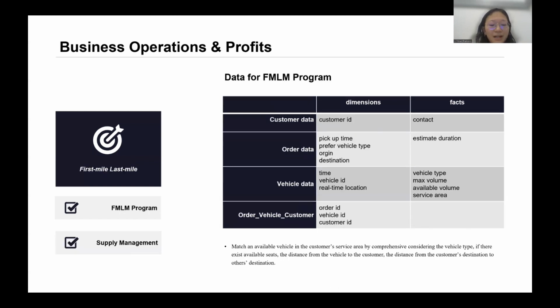After that, the first mile, last mile program. It is a service which provides vehicles to transport customers from their home to nearby railway stations. To achieve that, when a customer places an order, the system automatically matches an available vehicle in the customer service area by considering the vehicle type, whether there are available seats, the distance from the vehicle to the customer, the distance from the customer's destination to others' destinations, and then matches the most suitable vehicle.